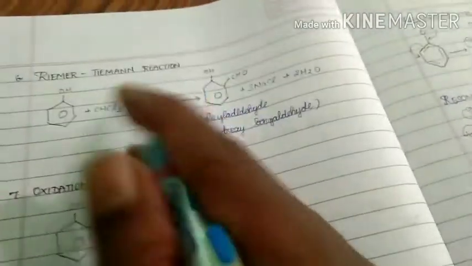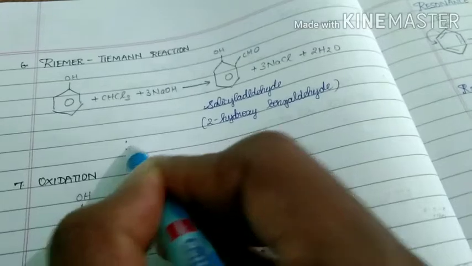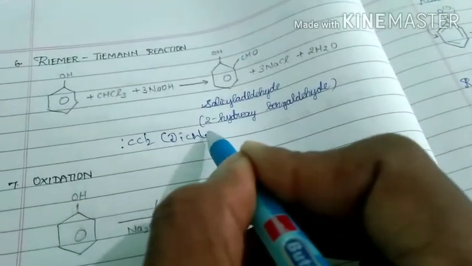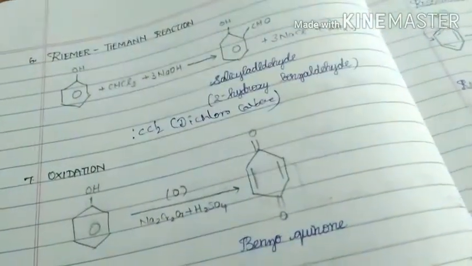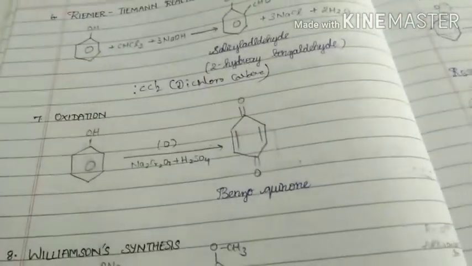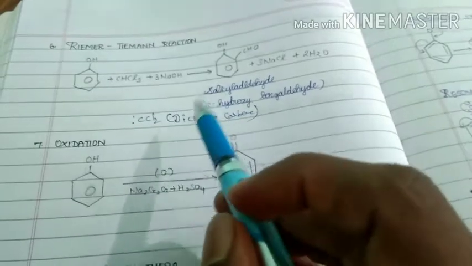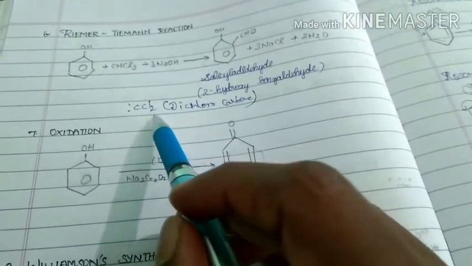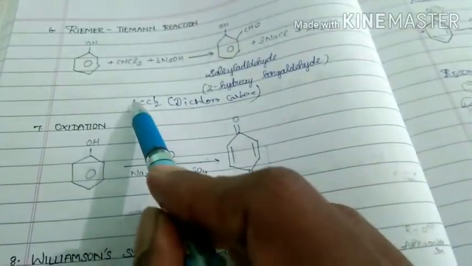Here one important point is that in that reaction, dichlorocarbene acts as the electrophile, nothing but the reaction intermediate. That is a very important point. What is the reaction intermediate in the Reimer-Tiemann reaction? Dichlorocarbene. Its formula is CCl2.